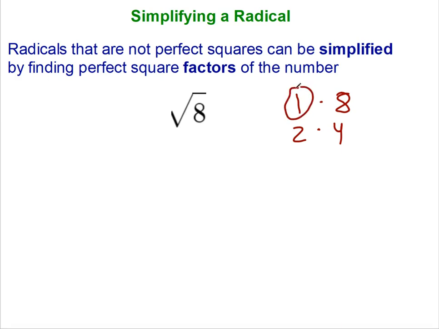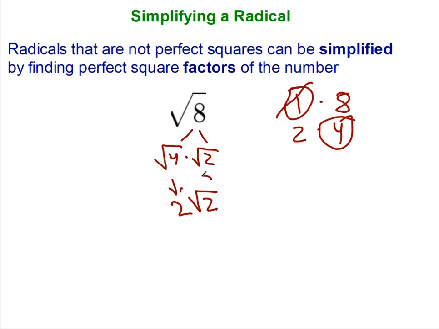Now 1 is a perfect square, but it's not really helpful to us here. 4 is a perfect square, and that's the one I'm going to use. So what I'm going to do is separate the square root of 8 into the square root of 4 times the square root of 2. Got to keep the square roots on both of these. Take the square root of 4, that's 2. And then I'm just going to bring down the square root of 2. And that's my simplified radical, 2 square root 2.